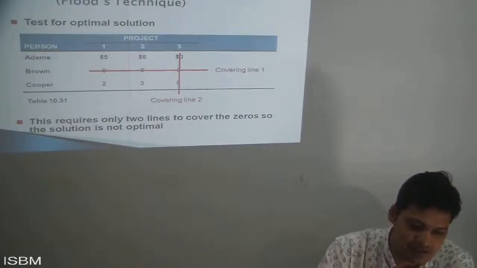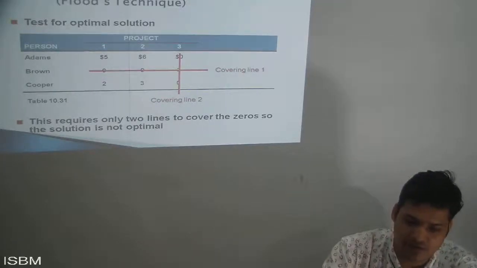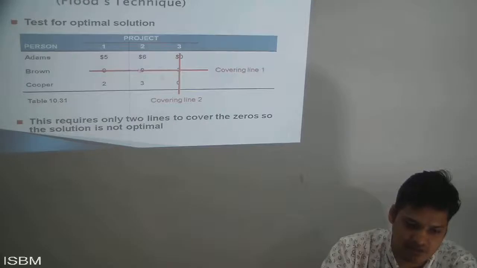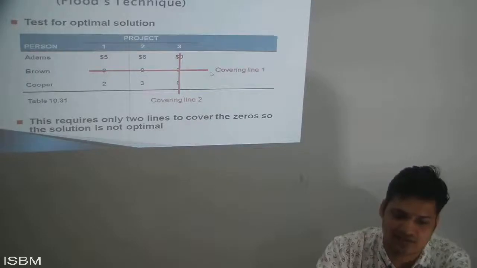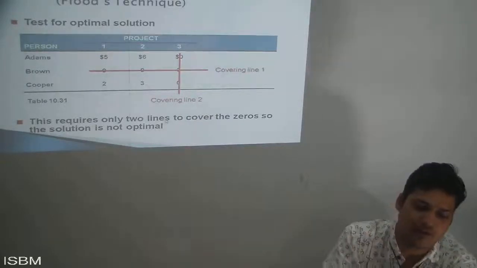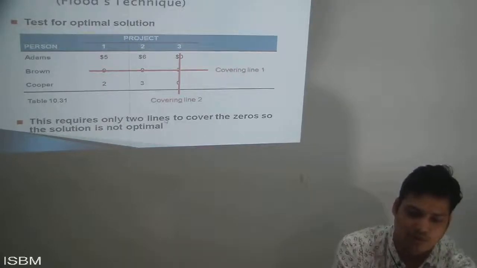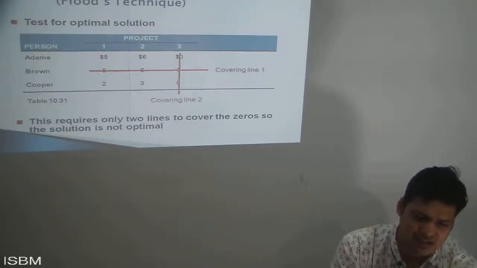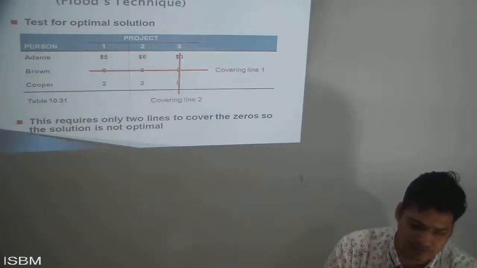So if you see that in the second line we have the maximum number of zeros. We have 2 zeros over here, and in the first column, second row we have 2 zeros, and in the third column we have 2 zeros. So this is cut, this is cut. We require only 2 lines to cover the zeros, so the solution is not optimal.